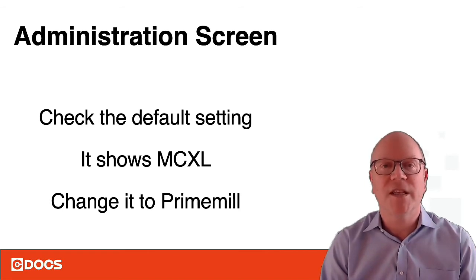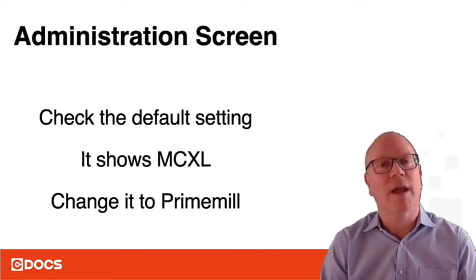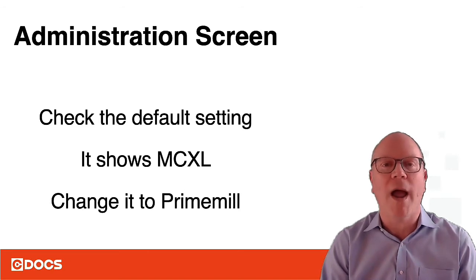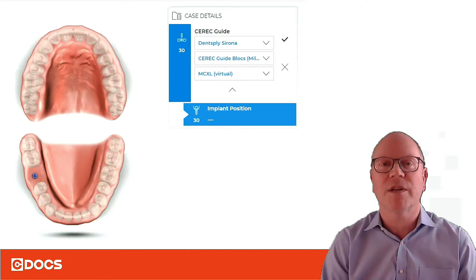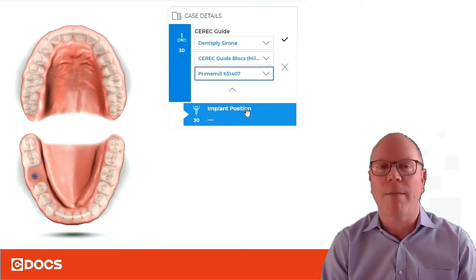So you want to check the default setting, because we did this and we got all the way to the end and we couldn't mill it. We didn't know why. Went back to administration, and the default setting shows MCXL virtual. So let's see that. And you see right here, where it says MCXL virtual. You click that and you drop it down, and then you click Primemill. Right in the administration, right away, first thing, so you get it set up correctly, and that way you bring the rest of it through and you're all set.